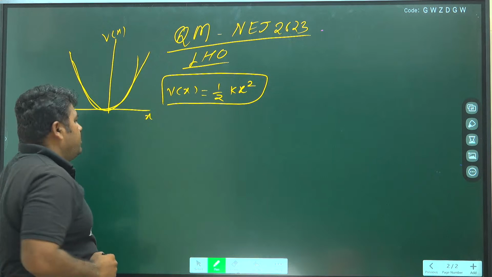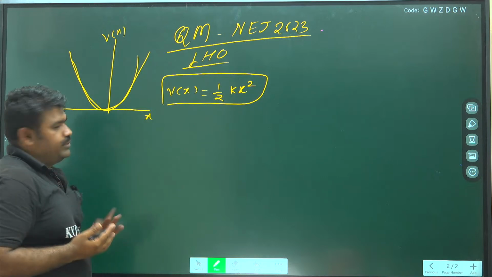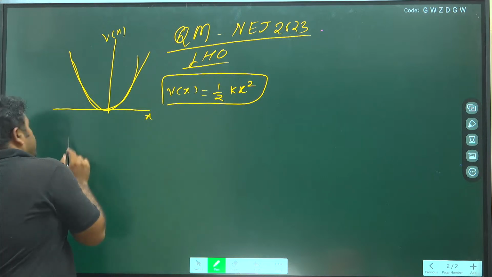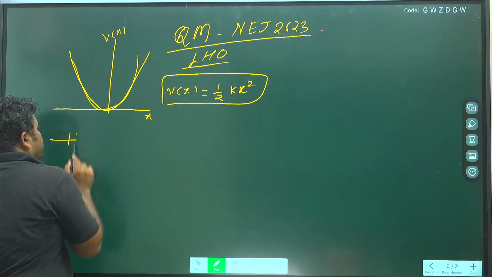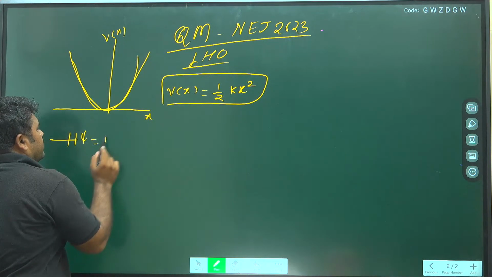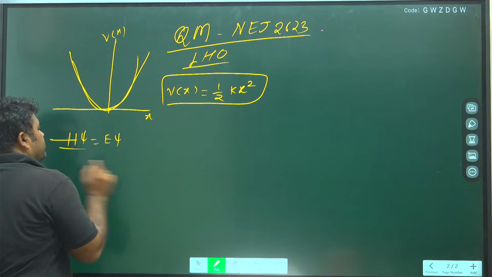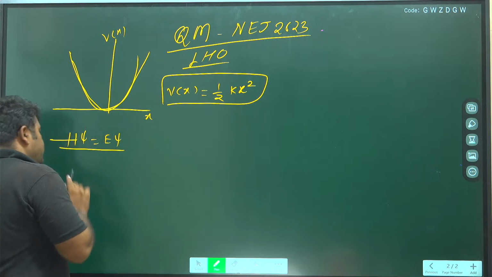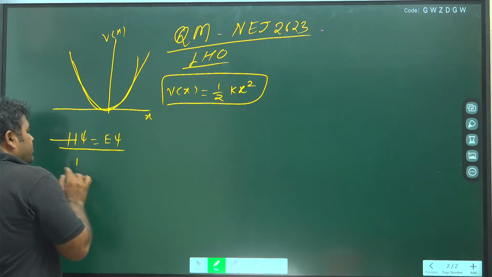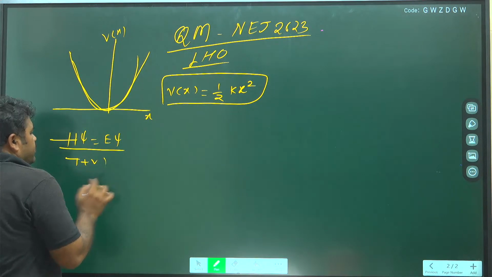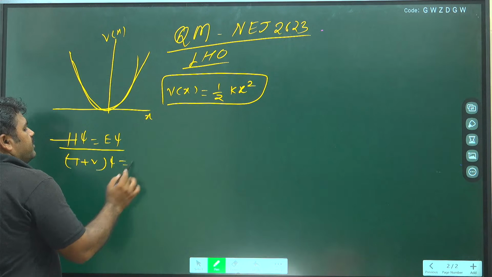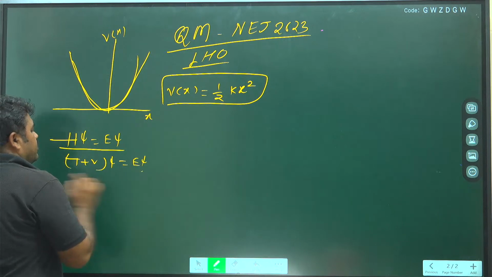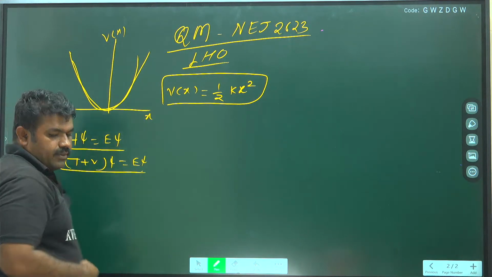Clear? Now we know the Schrodinger equation. What is the Schrodinger equation? The Schrodinger equation is H psi is equal to E psi, where H is the Hamiltonian. And what is the Hamiltonian? The Hamiltonian is nothing but kinetic energy plus potential energy, bracket complete, is equal to E psi.